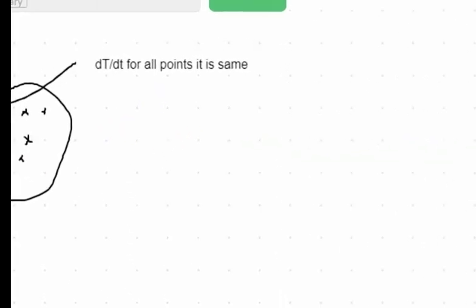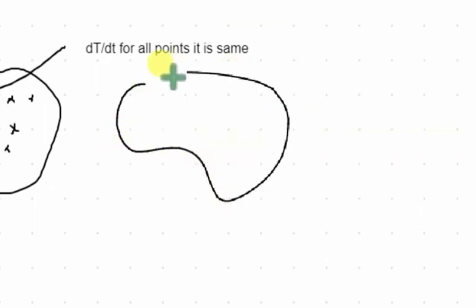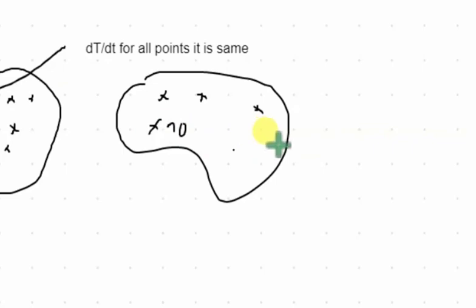For lump parameter analysis, we saw one example, a copper ball, and the temperature of the copper ball is uniform throughout. So if the temperature is 70 degrees at a particular point, here also the temperature is 70 degrees. At any location, the change of temperature with respect to time for all the points is the same. So this is nothing but the lump parameter analysis.